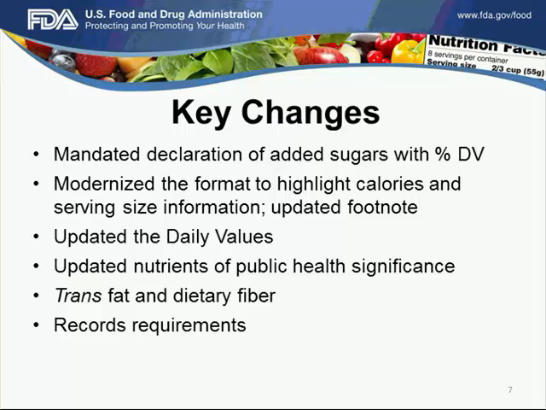So some of the key changes were, we now mandated the declaration of added sugars with a percent daily value. We modernized the format to highlight calories and serving size information. There was an updated footnote. Daily values were updated to reflect the recent scientific information found in reports of the IOM and some information coming from the science behind the Dietary Guidelines for Americans. Nutrients of public health concern and significance have changed over the years as America's dietary patterns and intakes have shifted, and therefore we adjusted the nutrition facts label to take those changes into account. There were adjustments to trans fat and dietary fiber, and for the first time there was a record-keeping requirement that was added into the rule in order for us to be able to determine whether there was compliance with the rules.